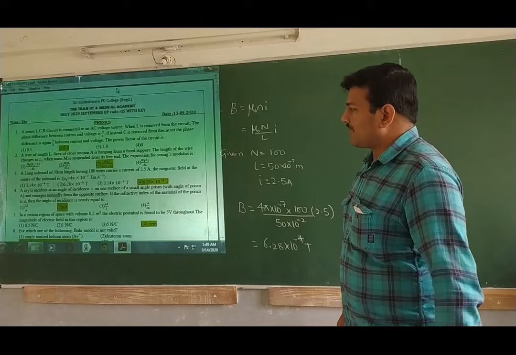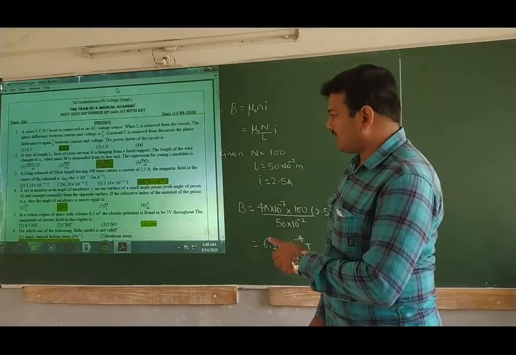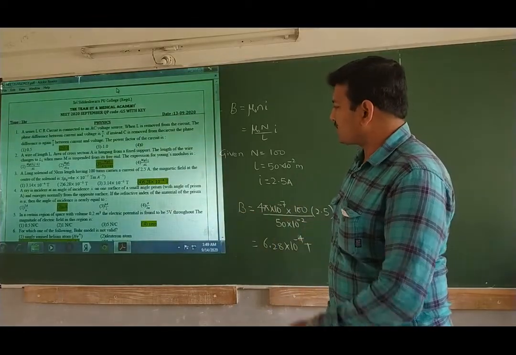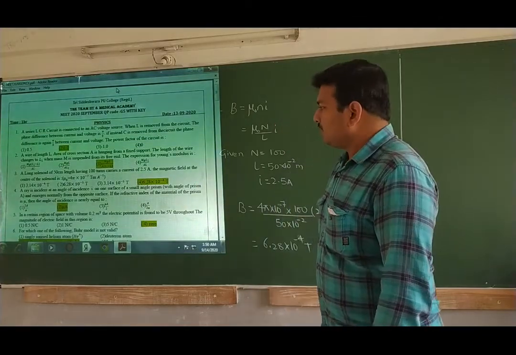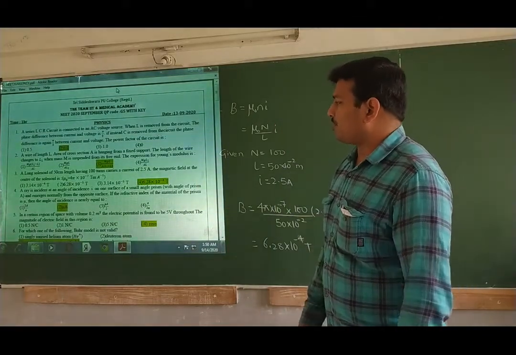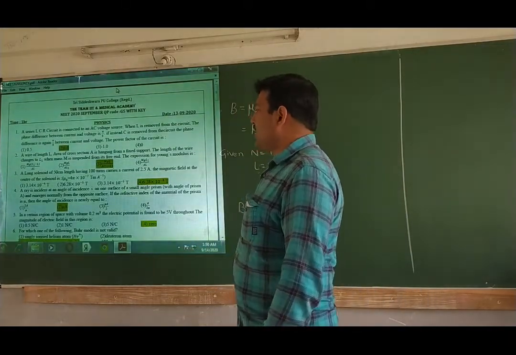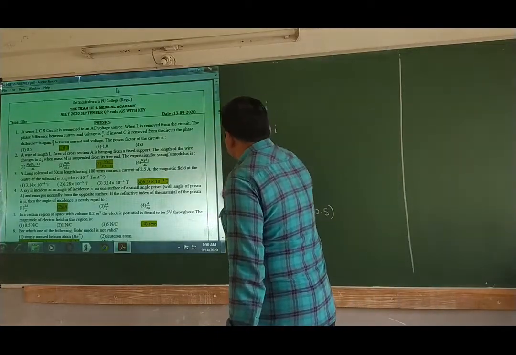Now let us go for the next one. A ray is incident at an angle of incidence i on one surface of a small angle prism. They have mentioned it as a small angle prism, with angle of prism being capital A, and emerges normally from the opposite surface. If the refractive index of the material of the prism is mu, then the angle of incidence is nearly equal to.